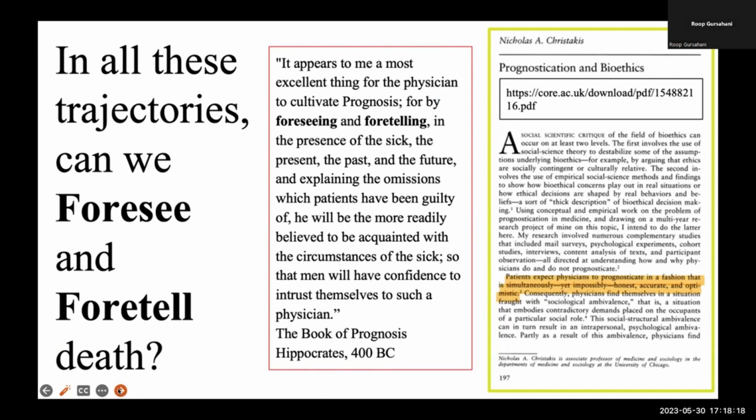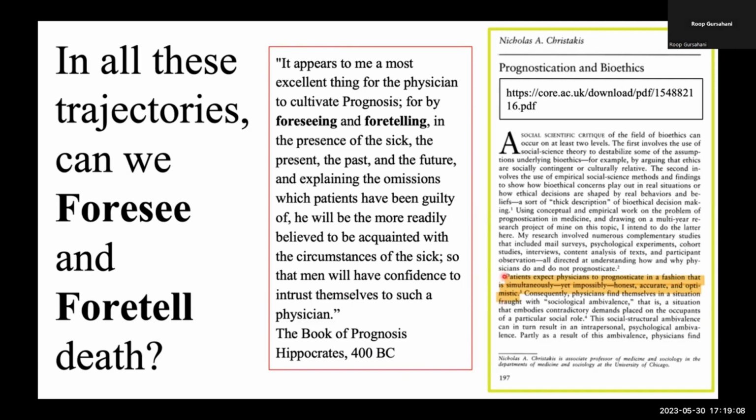Now, if you look at it, the question that comes up, in all these trajectories, is can we foresee and foretell death? And should we be doing so? Long ago, Hippocrates said that it is an excellent thing for the physician to cultivate prognosis, so that he will be more readily believed to be acquainted with the circumstances of the sick, so that men will have confidence to entrust themselves to such a physician. Well, this is, I think, somewhat a bit of a marketing thing, but today we realize that prognostication is bioethically necessary, because you cannot have informed consent without an informed patient. And an informed patient is one who knows what is going to happen.